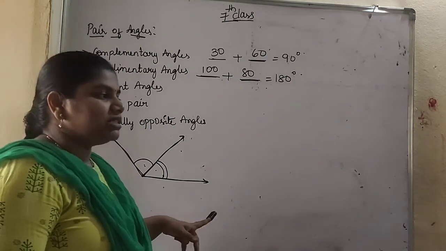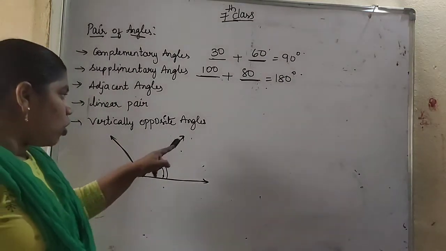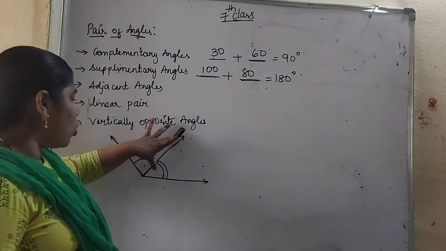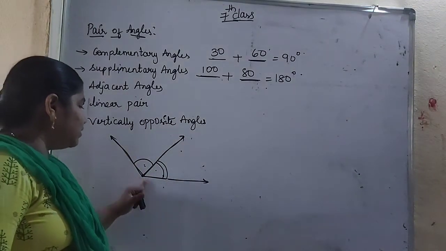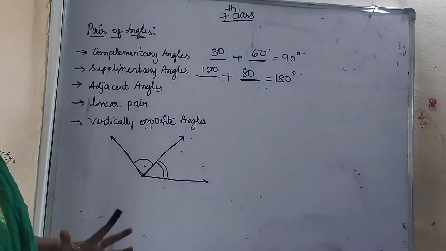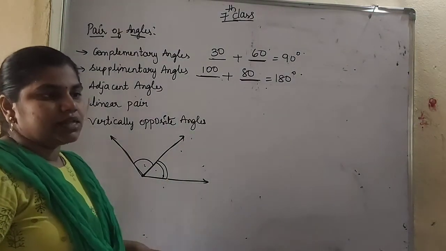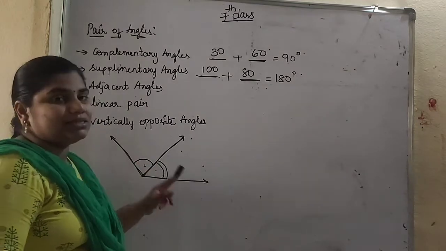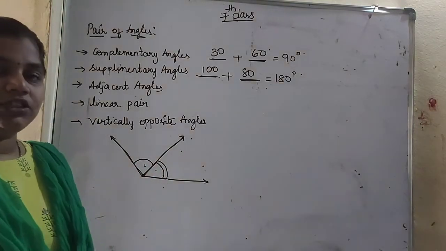What do you mean by adjacent angles? It should have a common arm. This arm is common for both the rays and this vertex is common for all the rays. That type of angles we will call adjacent angles. They are lying side by side, so they are called adjacent angles.